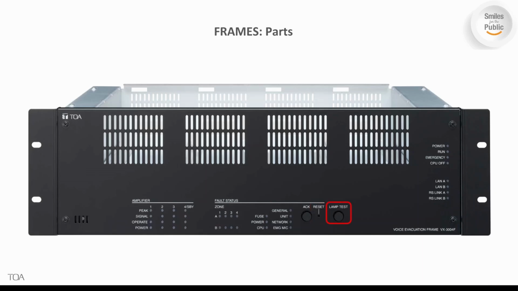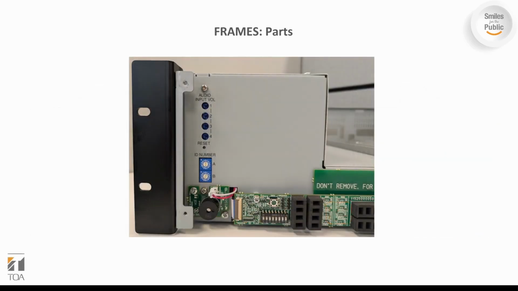The lamp test button is used to test each indicator on the front panel of the VX3000 voice evacuation system. All indicators remain lit and the buzzer sounds as long as this key is pressed. Let's now look at what's behind the front panel cover.